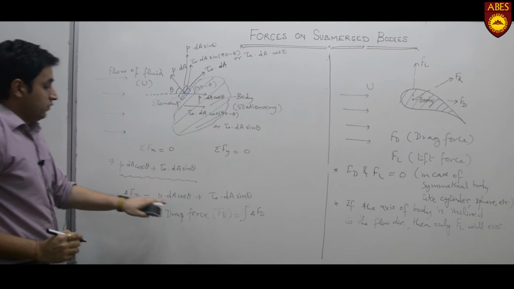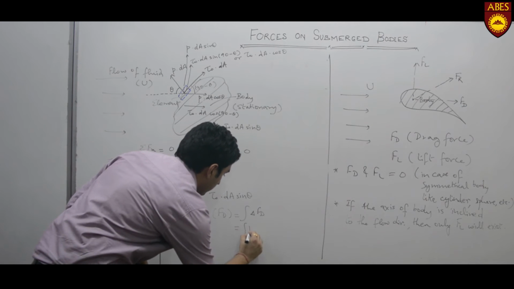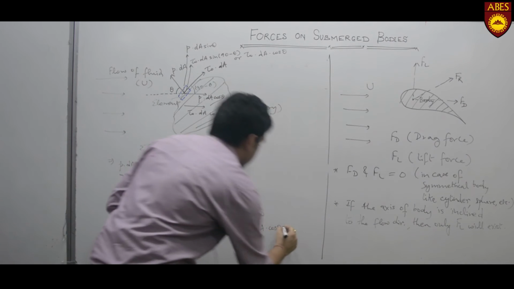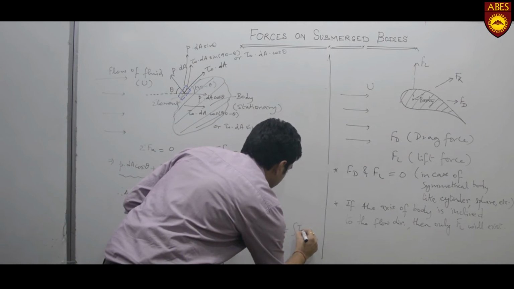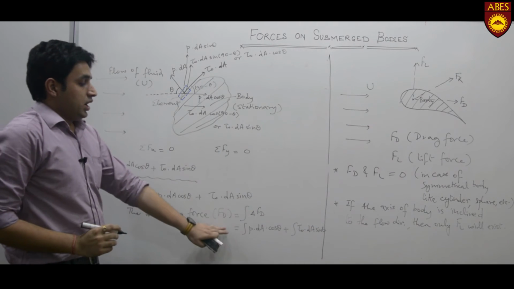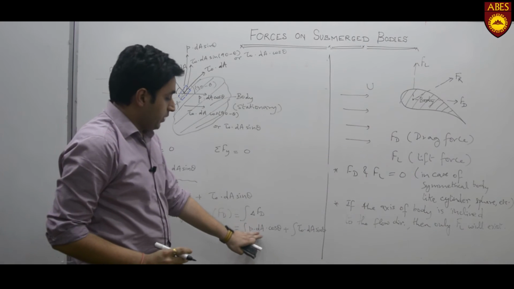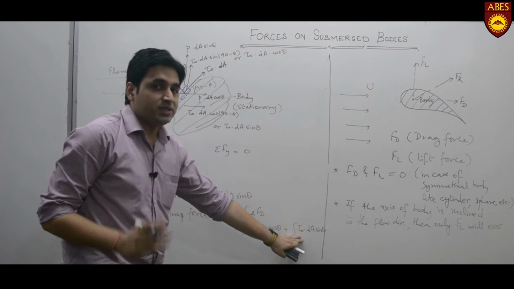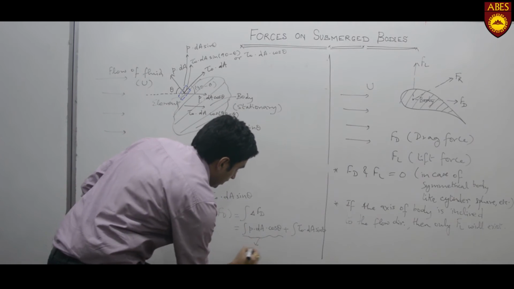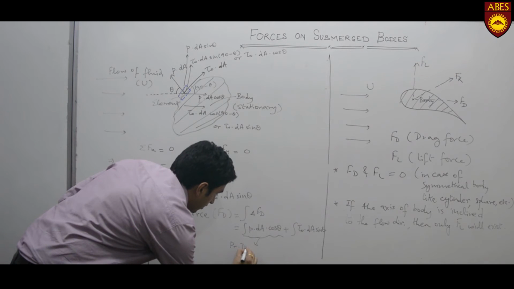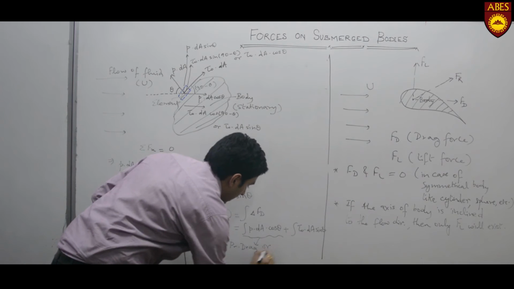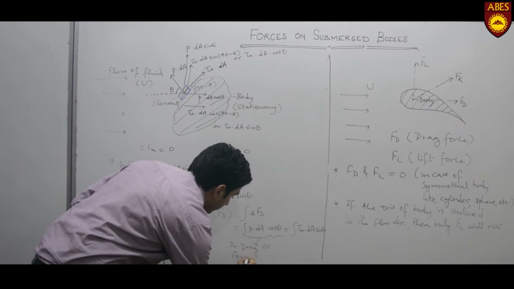Now what is this? This is the integration of P dA cos theta plus the integration of tau naught dA sin theta. It has two components, one is the pressure component and the second is the shear stress component. The first is called pressure drag, meaning it depends on the pressure force, and it has a second name, form drag.